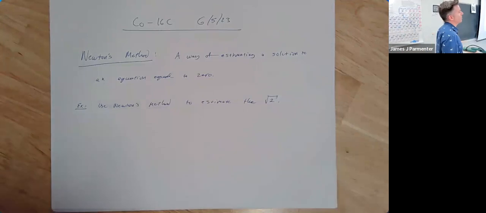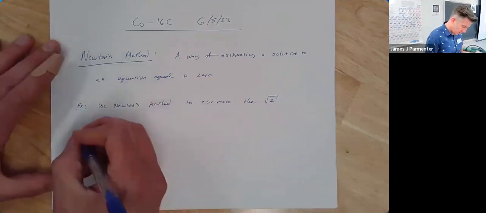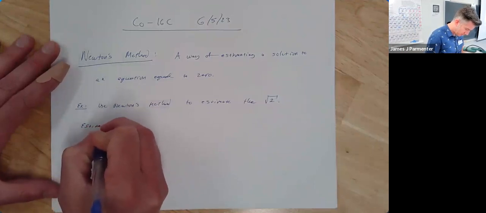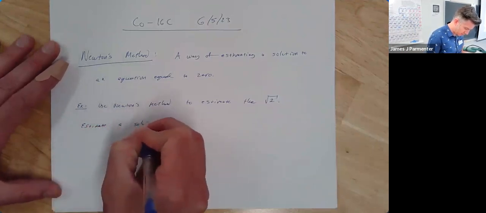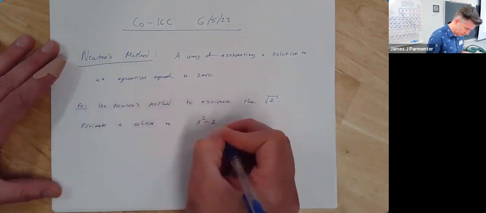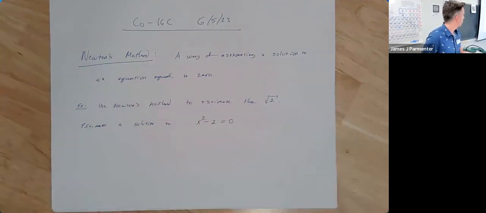But the one I'm really looking for is we're trying to estimate a solution to x squared minus 2 equal to 0. Because the square root of 2 is a solution. So is negative root 2, but we won't worry about that.